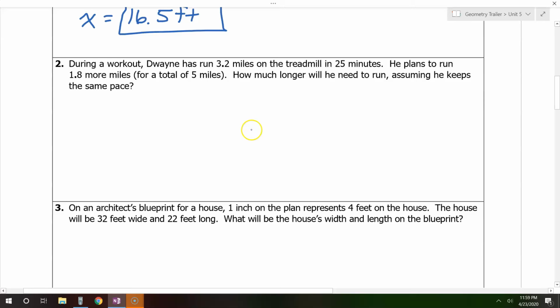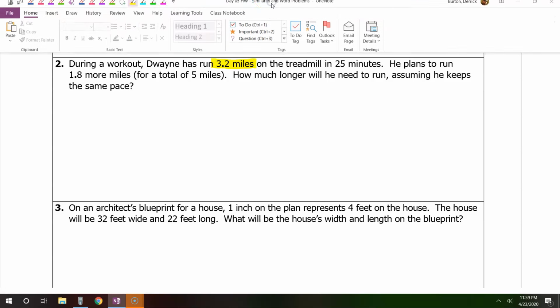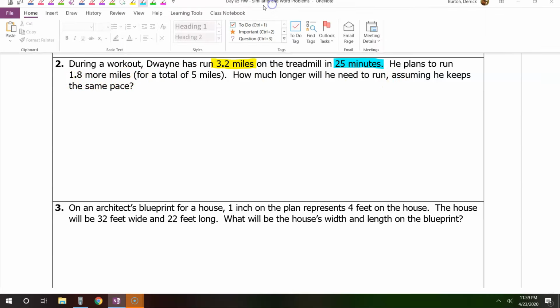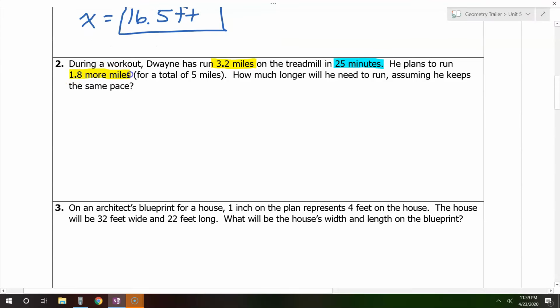Okay, now this one won't involve triangles, but it involves proportional quantities, which will work the same way. During a workout, Dwayne has run 3.2 miles on the treadmill in 25 minutes. So he went 3.2 miles in 25 minutes. He plans to run 1.8 more miles. I'm going to color that yellow because I'm doing miles in yellow. So that means that these are corresponding quantities.